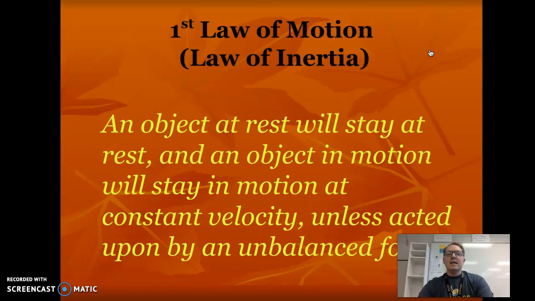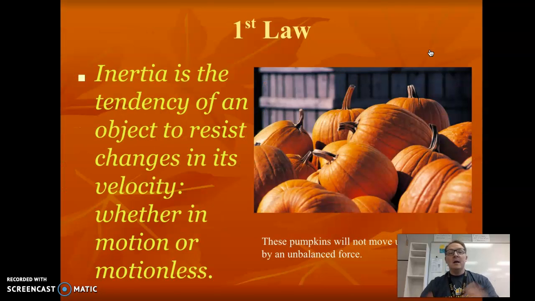The first law, here's the idea. If something is not moving, it's going to stay not moving. That's easy for most people on planet Earth to recognize. But if something is in motion, it's going to stay in motion until something makes it stop. And this is the one that people normally have some trouble accepting, because you can see things sitting here like these pumpkins. They're not going to go anywhere, right?